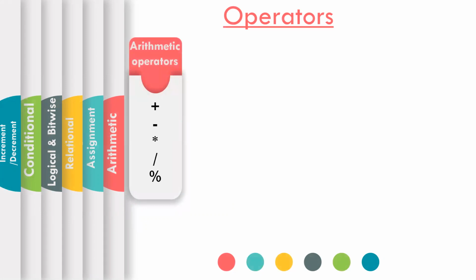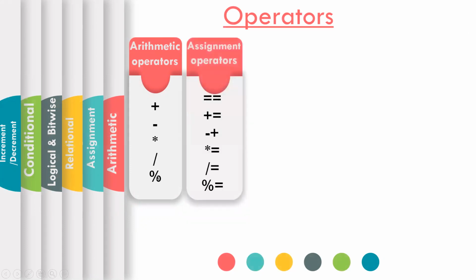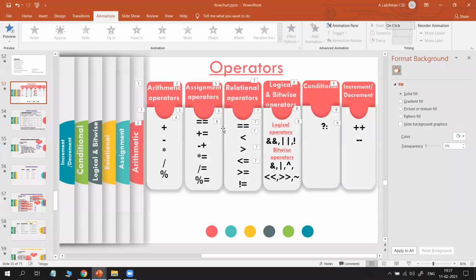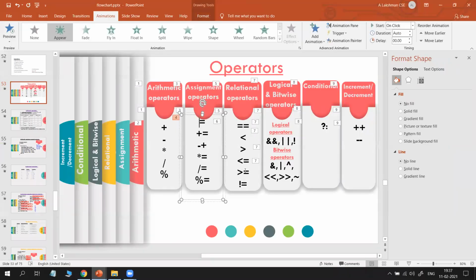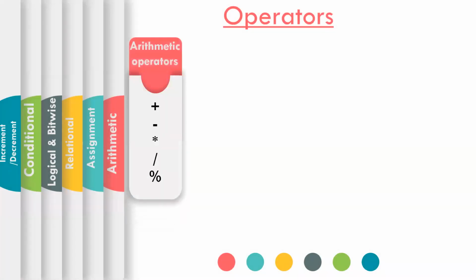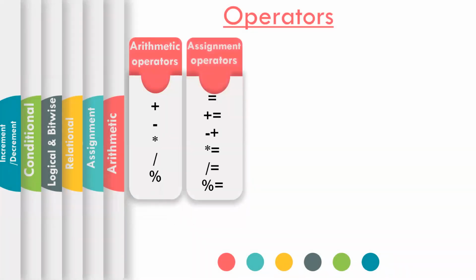First, arithmetic operators. These are the symbols for arithmetic operators: plus, minus, multiplication is denoted with star, division, and modulus. Similarly, assignment operators. These are the different assignment operators. Actually, this is not double equal to, this is single equal to only. So these are the different assignment operators.